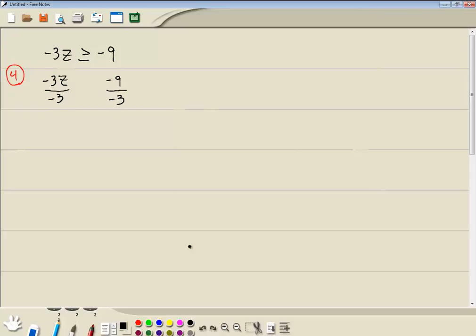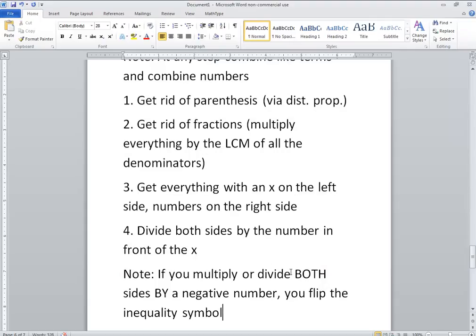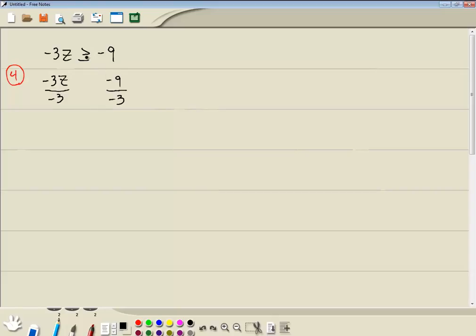Now remember our note. We said if you multiply or divide both sides by a negative number, you flip the inequality symbol. So this greater than or equal to becomes a less than or equal to. Those negative 3's cancel. And we got z is less than or equal to negative 9 divided by negative 3 is a positive 3.